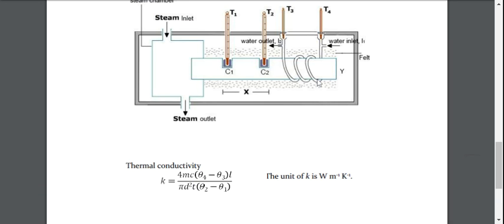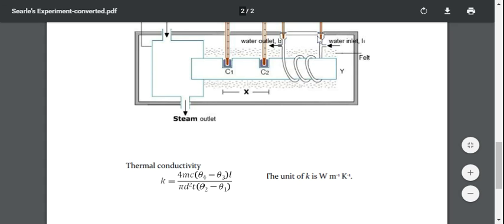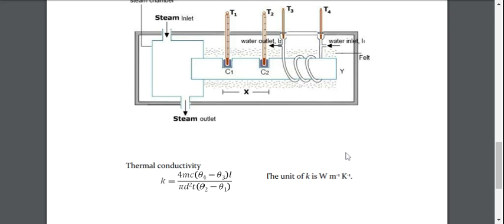L is the length of the rod. D is the diameter of the rod. Theta 1, theta 2, theta 3, and theta 4 are the corresponding temperatures that are noted in the four thermometers once a steady state is reached. So, after substituting all these values, we can calculate the value of thermal conductivity of a given good conductor. And the unit of the thermal conductivity is watt per meter Kelvin.